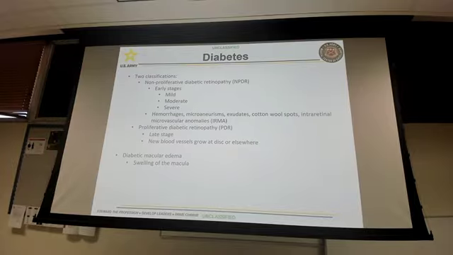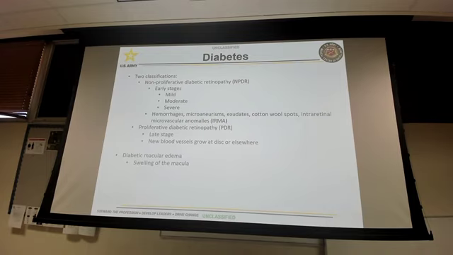We have 2 different types: the non-proliferative and the proliferative. The milder form early on will be your non-proliferative. You'll have hemorrhaging going on in the back of the eyes, some microaneurysms, exudates, those white fluffy spots, the cotton wool spots, and intraretinal microvascular anomalies, so IRMA. In the late stages of diabetic retinopathy, we will call it proliferative, and that's when new blood vessels tend to grow. So again, neovascularization is occurring.